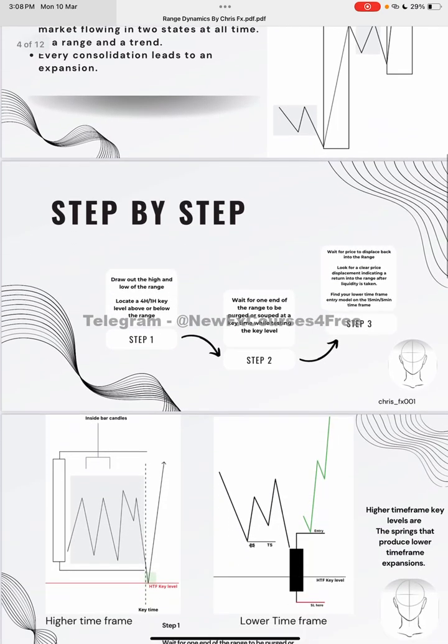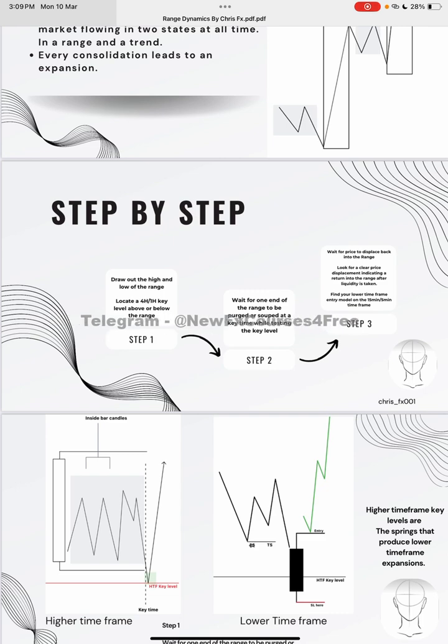So here is an actual step-by-step guide. Draw out your high and low of the range. Locate a 4-hour/1 hour key level below or above the range. Wait for one end of the range to be purged or souped at a key time while testing the key level. Wait for price to displace back into the range. Look for a clear price displacement indicating a return into the range after liquidity is taken. That's your step 3. And find your lower time frame entry model.